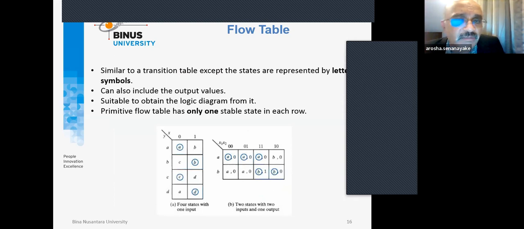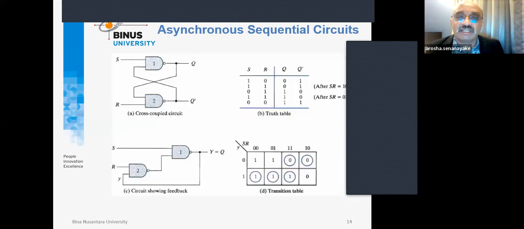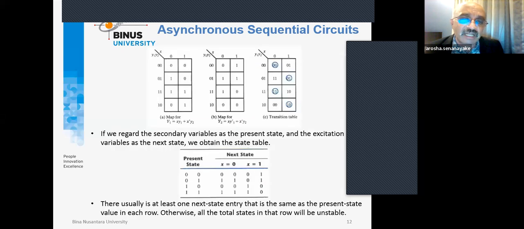One of the fundamental tables is the so-called flow table. The idea behind the flow table is that, yes, it is exactly a transition table, but the only difference is that we replace whatever bits by letter symbols. That's the whole point. So we have different states using letter symbols, which is perfectly good for us to understand.